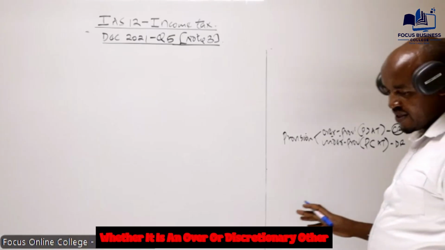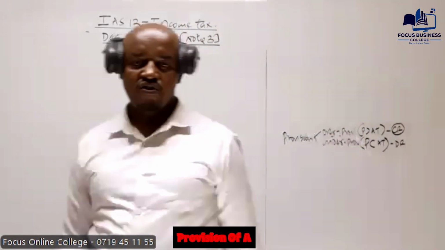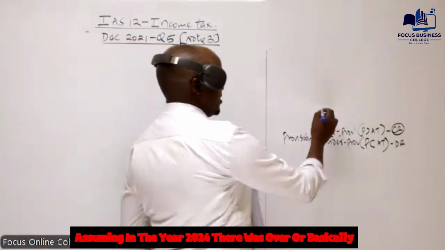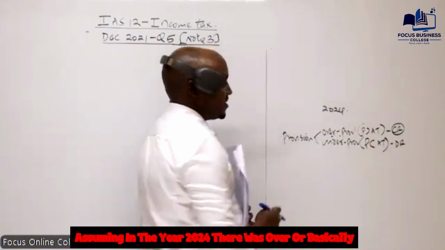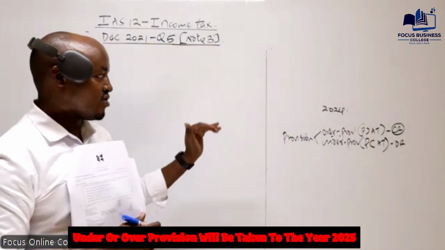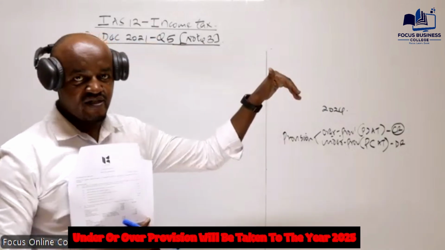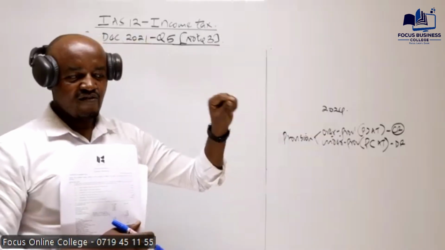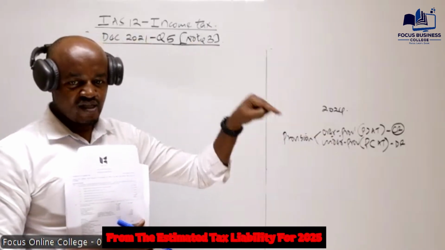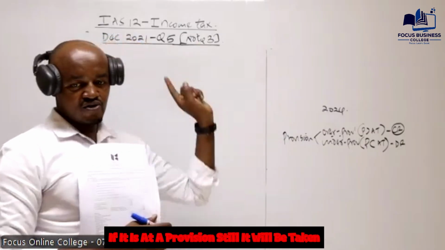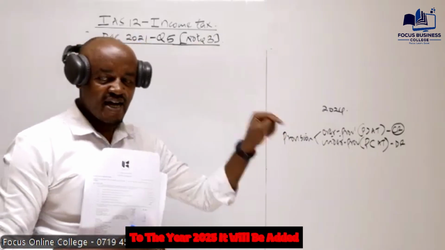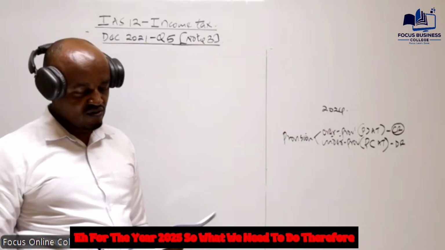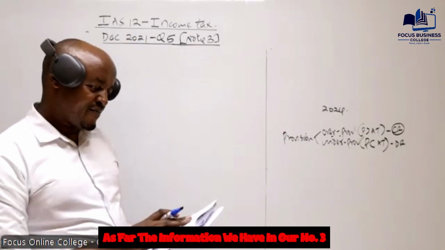We say that whether it is an over or under provision of tax which arises in a certain financial year, assuming in the year 2024 there was over or under provision, this will be taken to the year 2025. Over provision will be deducted from the estimated tax liability for 2025. If it is under provision, still it will be taken to the year 2025. It will be added to the estimated tax liability for the year 2025.